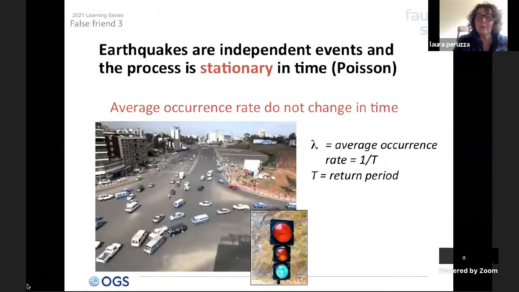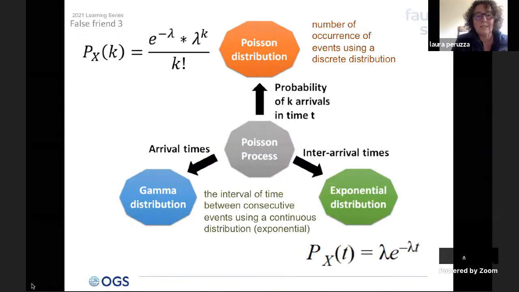Let's go back to the word stationary in time. Is stationary something that has an average occurrence rate that does not change in time? Is stationary the arrival of cars at an intersection, as already said? The average occurrence rate is what we call return period, and is something that we use to fully characterize the Poisson process. I don't want to enter into details of statistics, but the Poisson process is handy, because with a discrete distribution it can model the number of occurrences, and with a continuous distribution, the exponential distribution, it can model the interval time between consecutive events. And so it is particularly useful in our case, because we can deal with a simple function to compute probabilities.